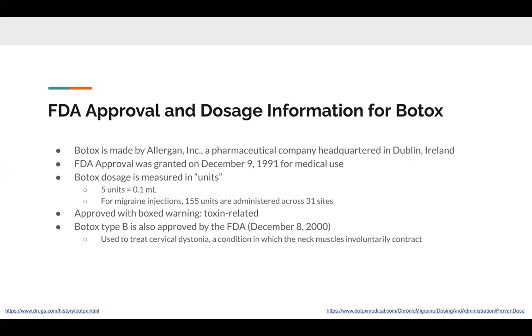This was done on December 8th, 2000, and it's used to treat cervical dystonia, a condition in which the neck muscles involuntarily contract. It causes your neck to tilt to one side and get stuck, or to kind of teeter back and forth, almost like nodding uncontrollably.